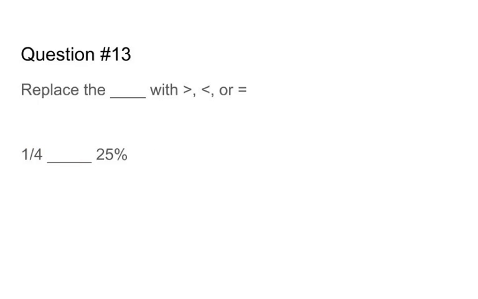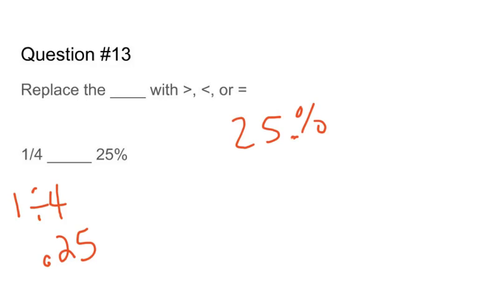Replace the blank with greater than, less than, or equal to. Try this one. Okay, on a calculator, we want to put them both in the same form to compare them. And we chose mainly decimals with these first 4 lessons. 1 divided by 4 is 0.25. 25%, or the decimal 2 places to the left, is also 0.25. So these are actually equal.